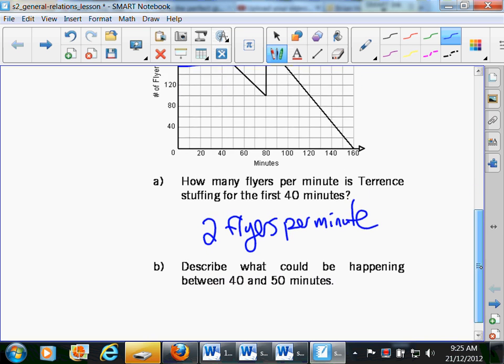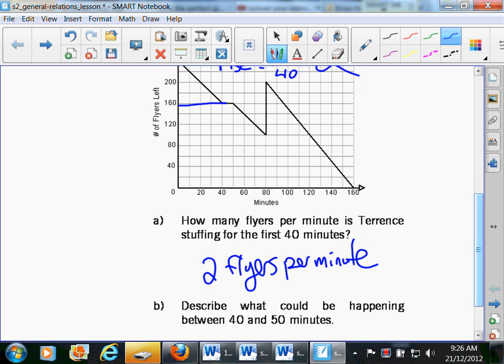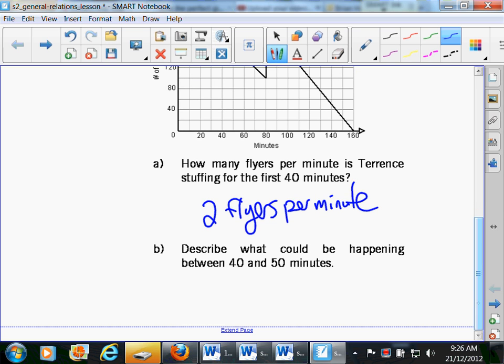Describe what could be happening between 40 and 50 minutes. What could be happening between 40 and 50 minutes on the graph? Taking a break. He could be taking a break. Okay?